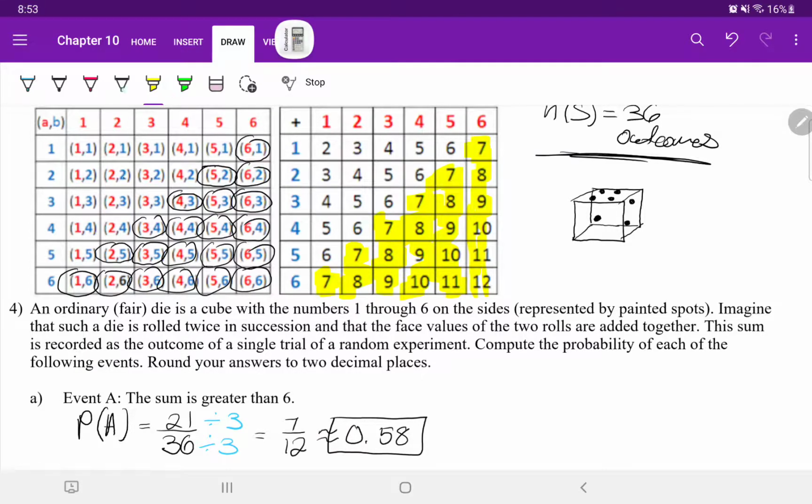Once again, the sum is greater than 6. So all these values here that are less than 6 are ignored. All right, guys. Hope that makes sense. Let's move on.